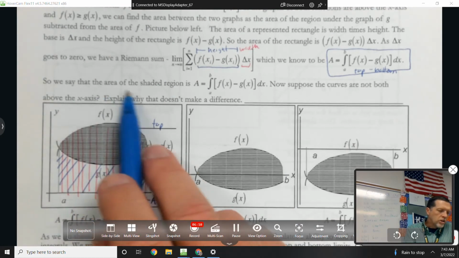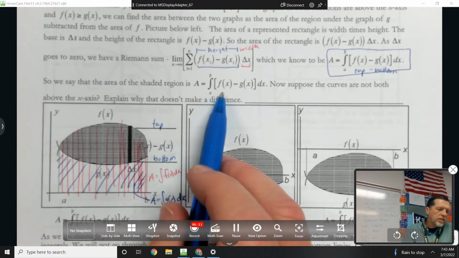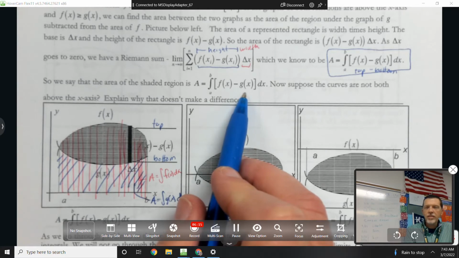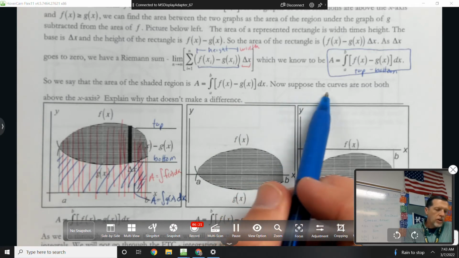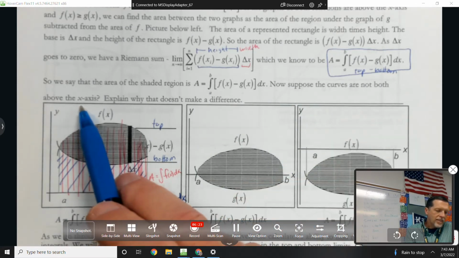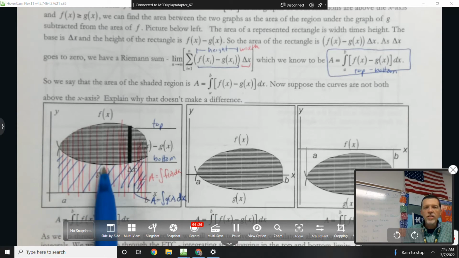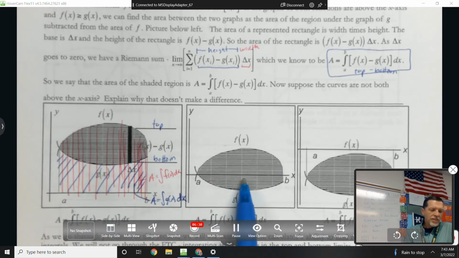So conclusion: the area of the shaded region is the top one minus the bottom one. This is just the whole area minus the missing area. Now, suppose the curves are not both above the x-axis. This one is a little bit easier because they're both above the x-axis. When they're not above the x-axis, it feels a little bit weird, like, wait, is this still going to work?